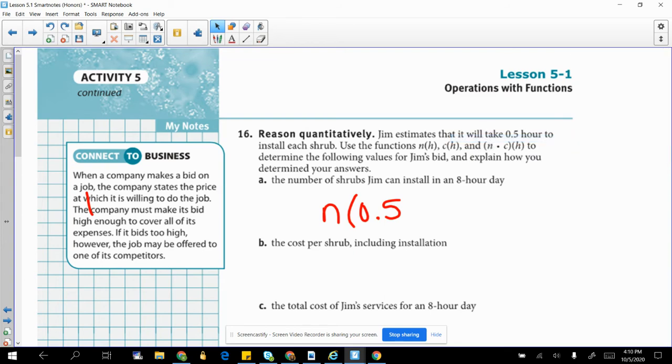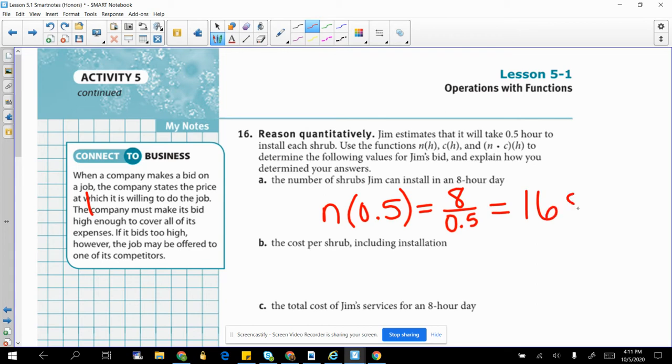So n of 0.5 equals 8 over 0.5, which means that if you actually divide that, he will be able to install 16 shrubs. That's how many he can install in an 8-hour day. Okay. Then the cost per shrub, that's going to be our C of H function.